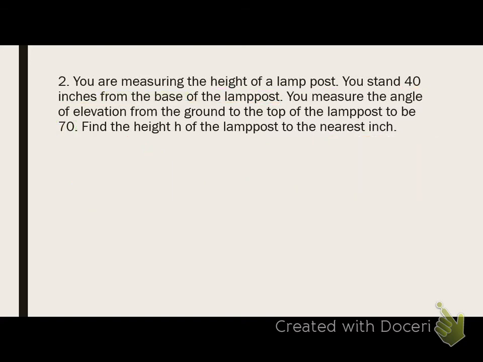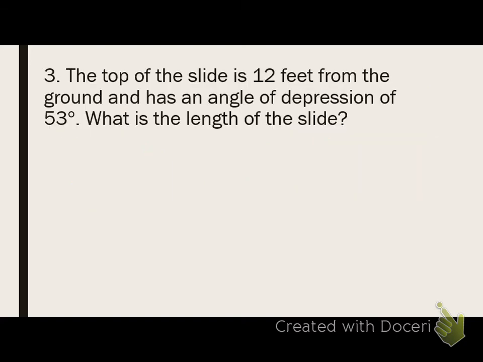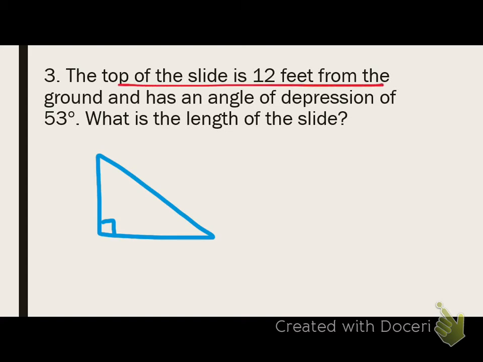All right, number 3. The top of a slide is 12 feet from the ground and has an angle of depression of 53 degrees. What is the height of the slide? So again, we know we're dealing with a right triangle. The top of the slide is 12 feet from the ground. So is that my horizontal, vertical, or diagonal? It's the vertical. It is 12 feet from the ground. That's a height.